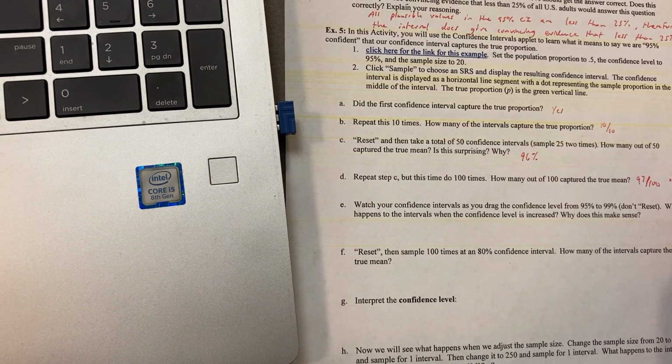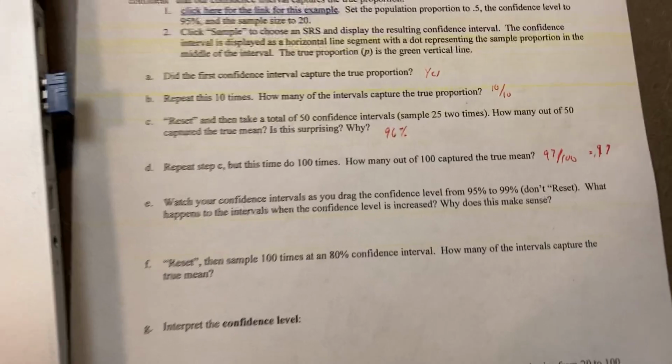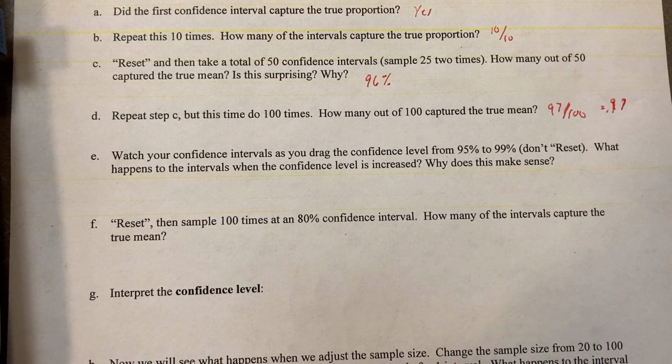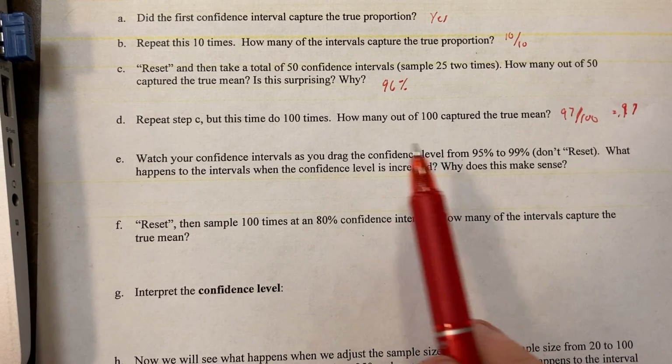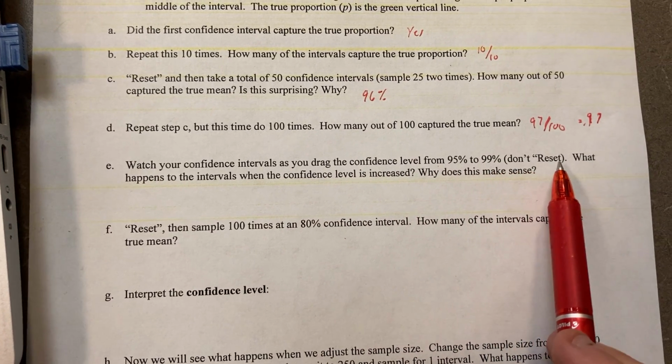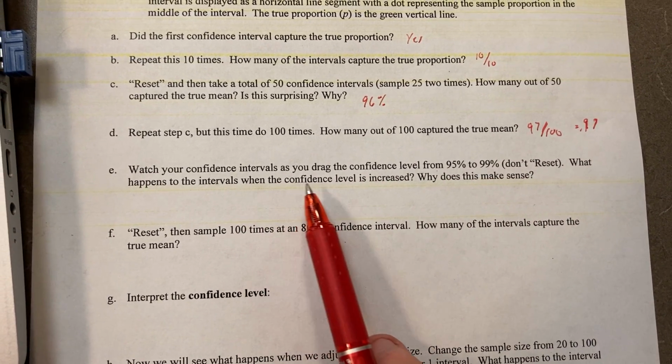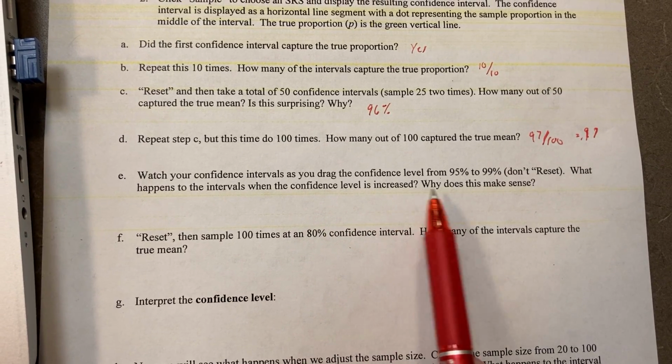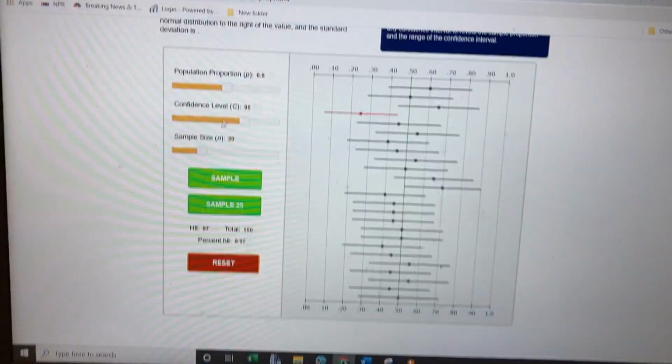Again, we're not guaranteed a perfect 100% hit rate. Sorry for my camera work, I'm holding it right now. All right, watch your confidence intervals as you drag the confidence level from 95% to 100%. Don't reset. What happens to the intervals when the confidence level is increased? Does this make sense? Watch what happens.